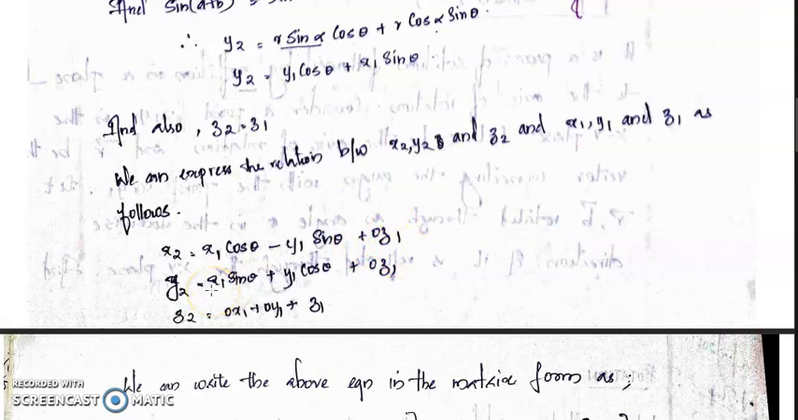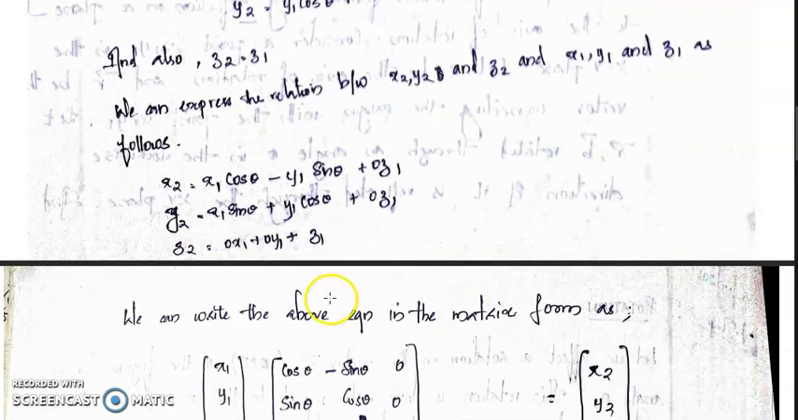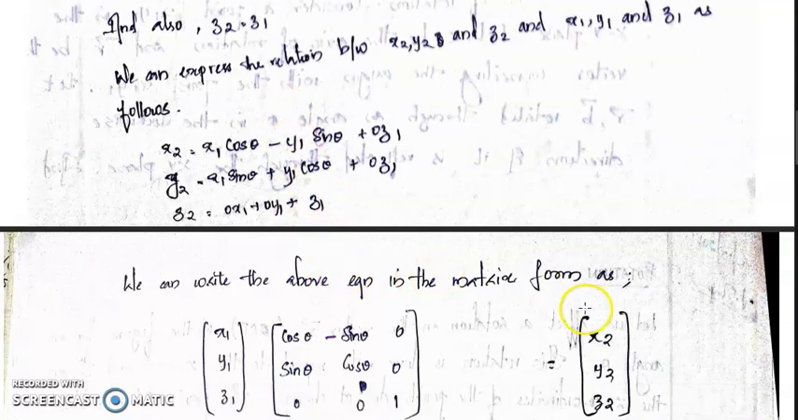And y2 is equal to x1 sin theta plus y1 cos theta plus 0 z1. And z2 is equal to, while considering z2, the x and y axes remain the same, and z1 will equal z2. z2 is equal to 0 x1 plus 0 y1 plus z1. And now we are going to write the above equations in the form of a matrix.